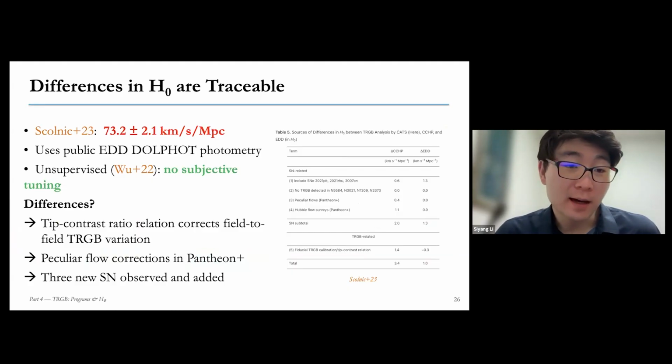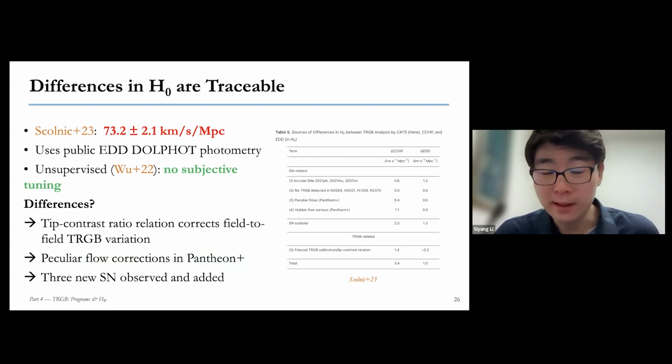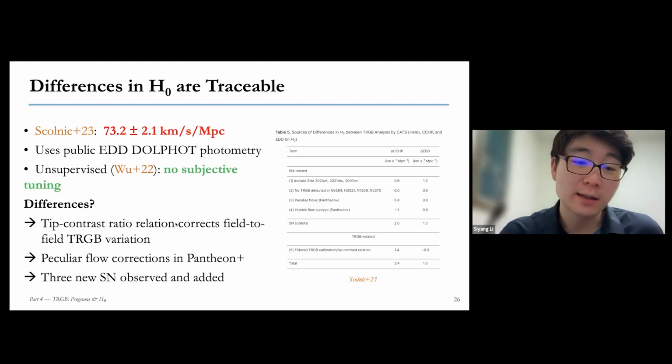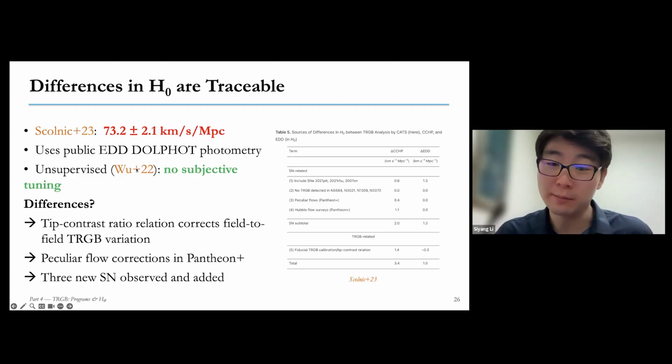So in the CATS efforts, we did publish our H0 results in Dan Scolnic's paper in 2023. We did find an H0 of roughly 73.2. Here, all the data that's used and all the algorithms for this are public. We use the EDD photometry, which is public from the website that I mentioned before. We also have a GitHub repository where we release all the algorithms to be publicly available. That's described in the Wu 2022 paper.